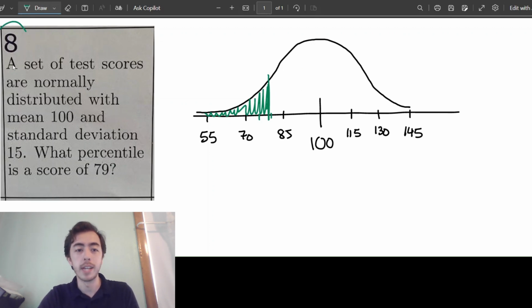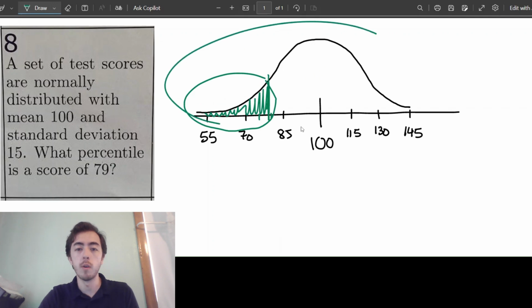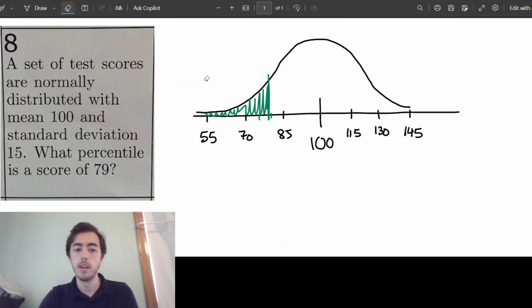I mean, we both know the answer is supposed to be 8 today. Essentially, we just need to know what chunk, what fraction this small bit is of our whole 100% of test scores.